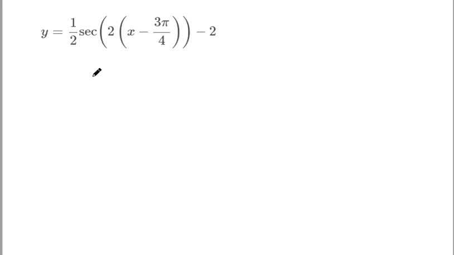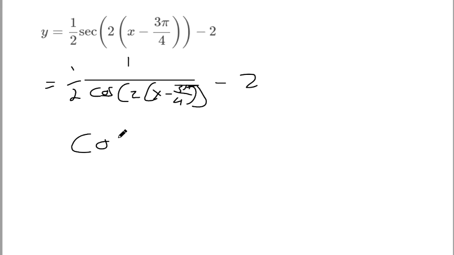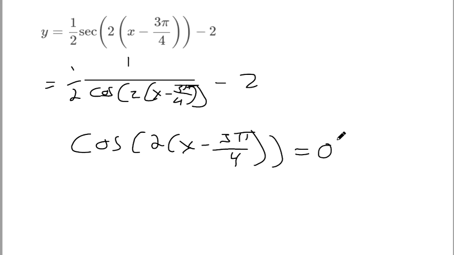Okay, so we've got secant, which is the same thing as 1 over cosine of 2 times (x minus 3 pi over 4), minus 2. Secant is the reciprocal of cosine. So we're looking for vertical asymptotes where we have divide by zero problems. So when cosine of 2(x minus 3 pi over 4) equals 0.